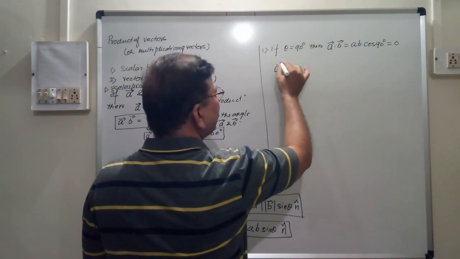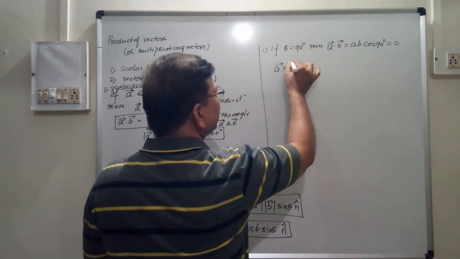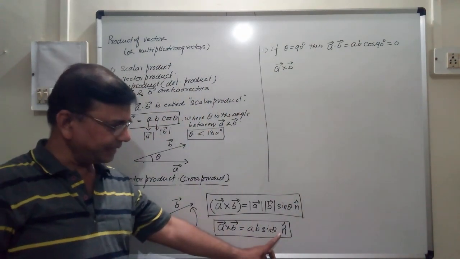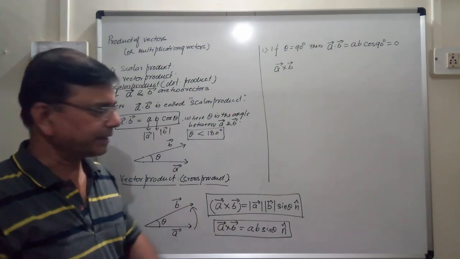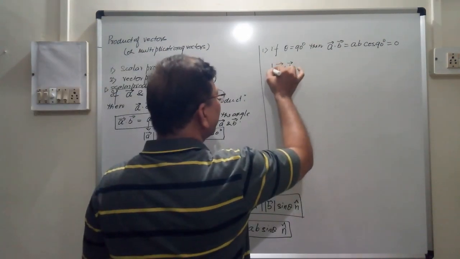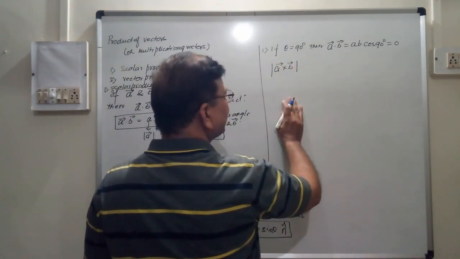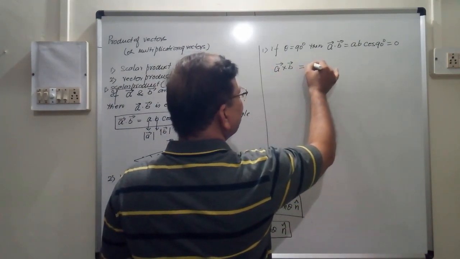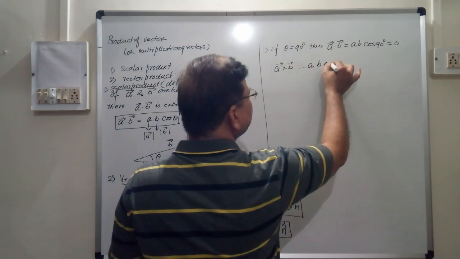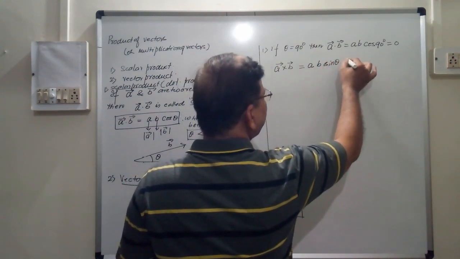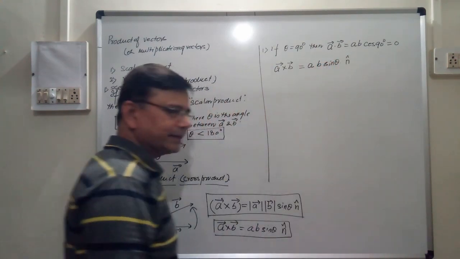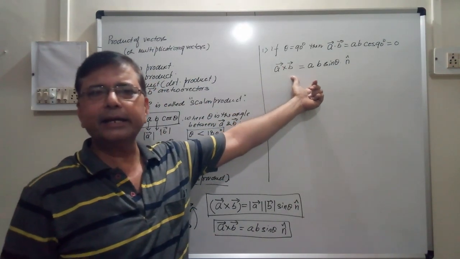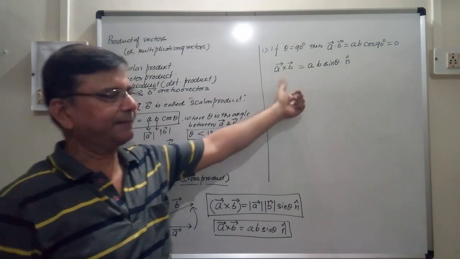A cross B. See, A cross B is a vector. That is why I have put unit vector over here. If I am taking mod of A cross B, first I will write like this, then I will put mod, is equal to A B sine theta into unit vector. And the direction of the unit vector is perpendicular to the plane containing A and B.